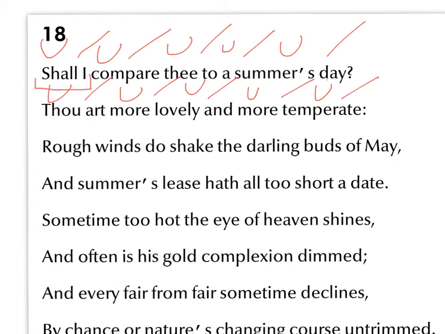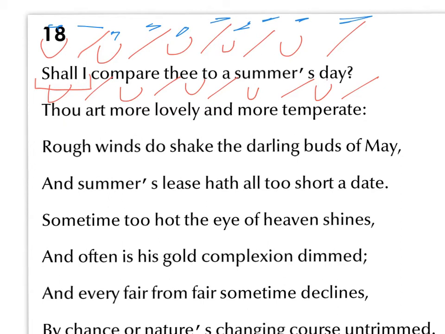Notice, unstressed, stressed, unstressed, stressed, unstressed, stressed, unstressed, stressed, unstressed, stressed. Ta-dum, ta-dum, ta-dum, ta-dum, ta-dum, like the human heartbeat. But the rhythm isn't the only important part. The next thing you need to do is identify the rhyme scheme.